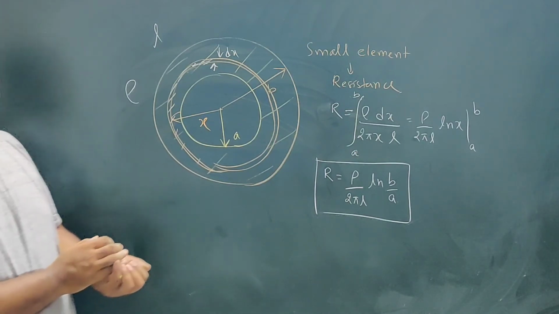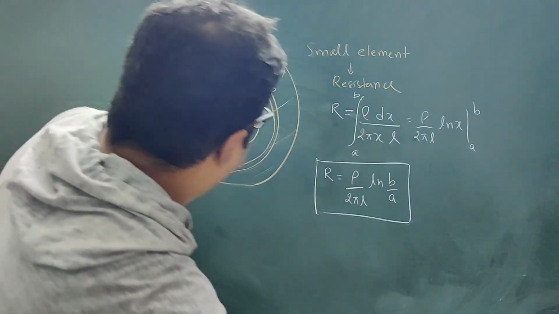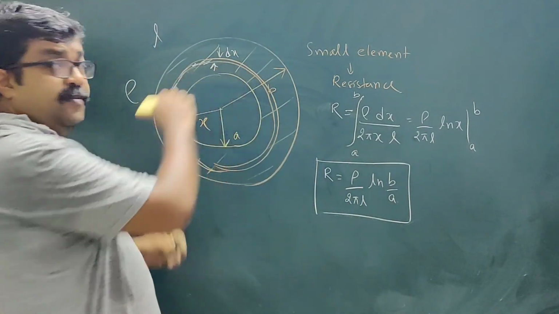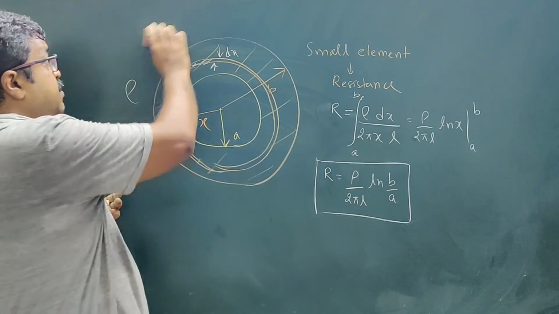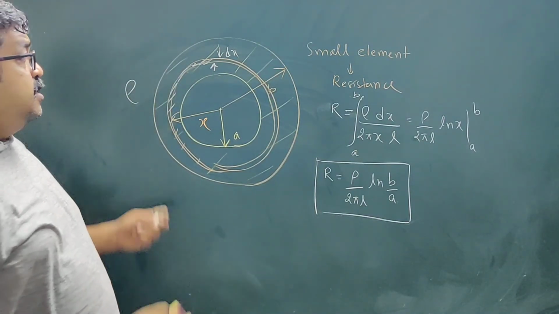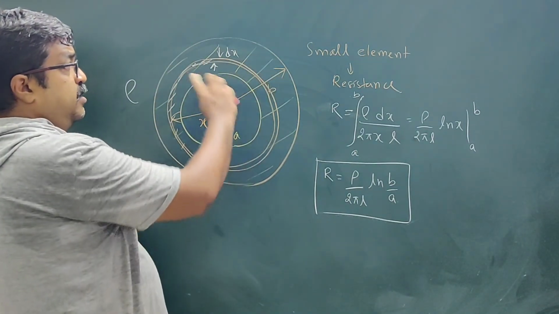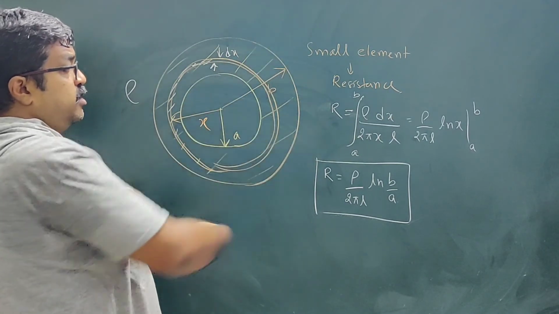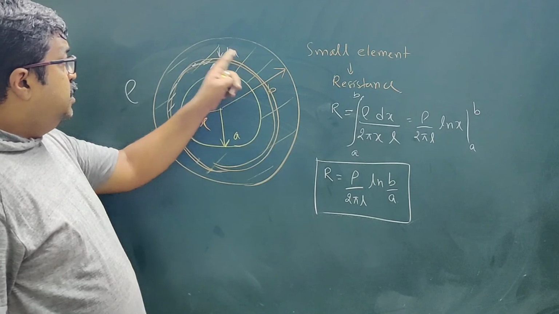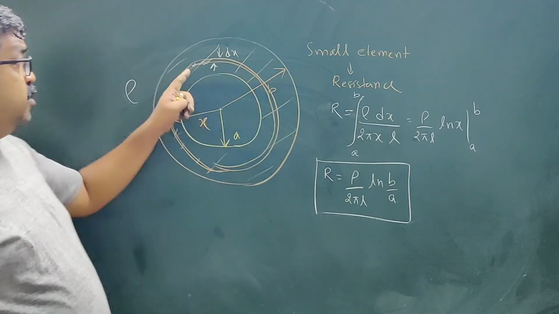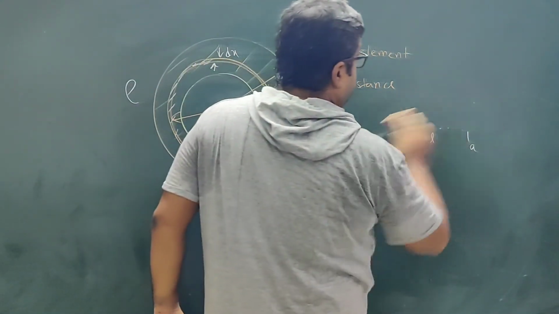Achha. Now suppose instead of a hollow cylinder, this is a sphere. This same diagram can be used to understand the resistance of a sphere. Suppose this is a sphere with this hollow part. Outer radius is B, inner radius is A, this is the hollow part, and this is the solid part. Resistivity of the material is rho. So now what will be the resistance?